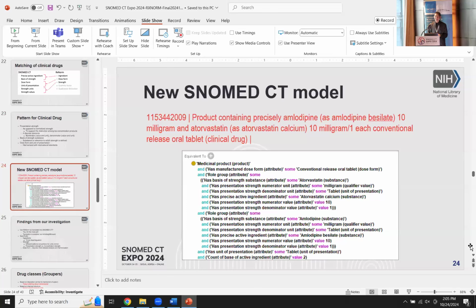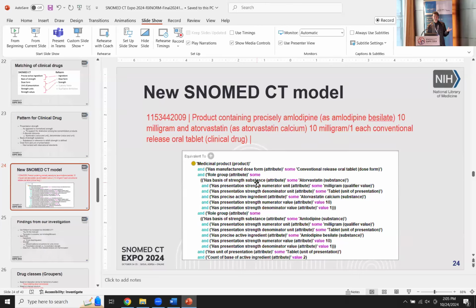So this is one example of the SNOMED model. This is a drug that is containing both amlodipine and also atorvastatin. This is just to show how it's represented in SNOMED. Basically, it is a medicinal product, and it is a manufactured dose form of a conventional oral tablet. And it has 2 row groups because there are 2 active ingredients.